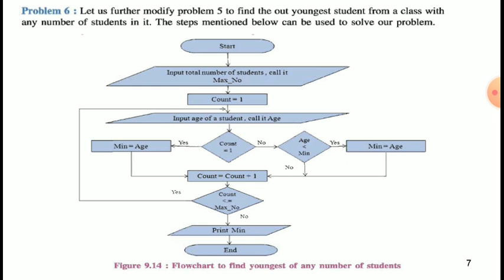Number 4, if both the students have the same age, then discard the new student's age and keep the old student's age as minimum. Number 5, with the use of looping, repeat step number 3 and step number 4 till you get the youngest student. So that is a flowchart to find the youngest of any number of students.